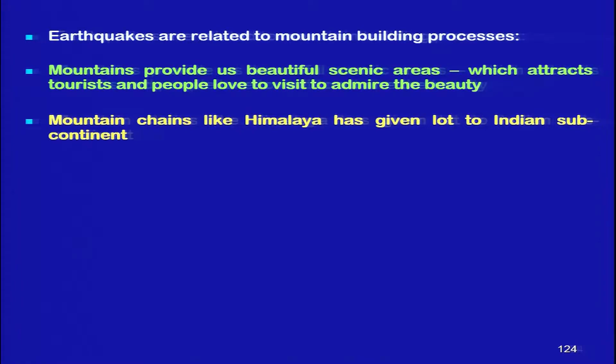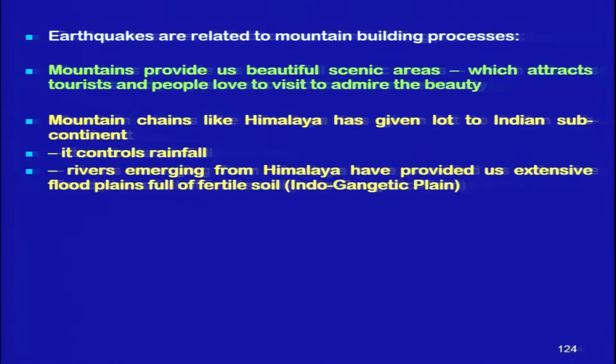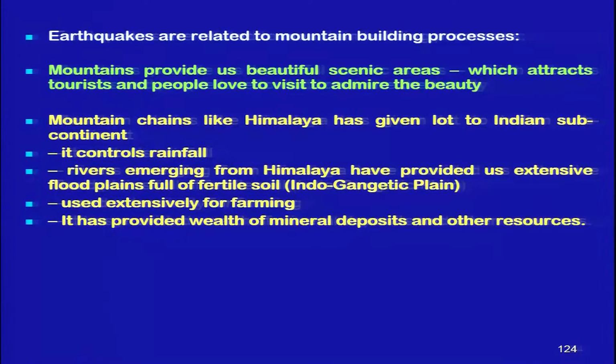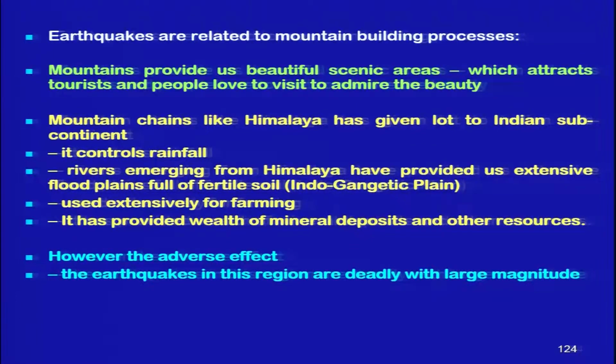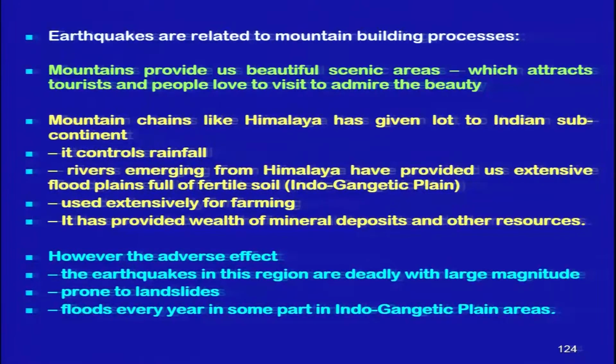Mountain chains like the Himalaya have given a lot to the Indian subcontinent. It controls rainfall. Rivers emerging from the Himalaya have provided us extensive floodplains full of fertile soil, that is the Indo-Gangetic Plain, used extensively for farming. It has provided a wealth of mineral deposits and other resources. However, the adverse effect is that earthquakes in this region are deadly with large magnitude, and the region is prone to landslides. Floods occur every year in some parts of the Indo-Gangetic Plain. So these are the advantages and disadvantages related to the mountain building processes.